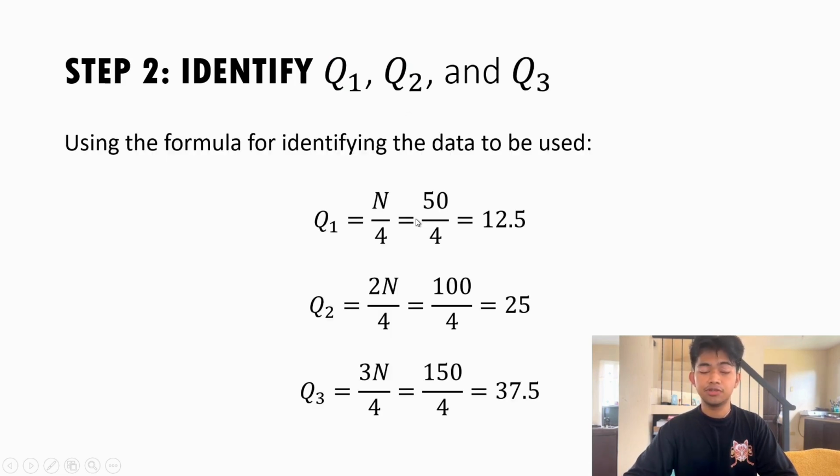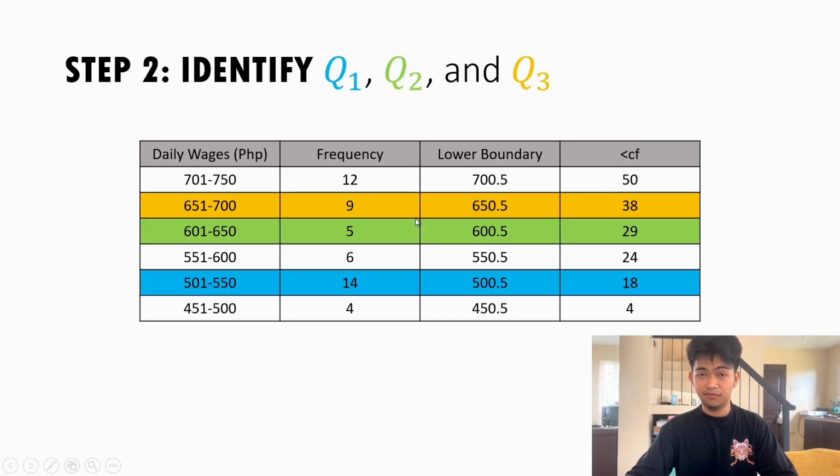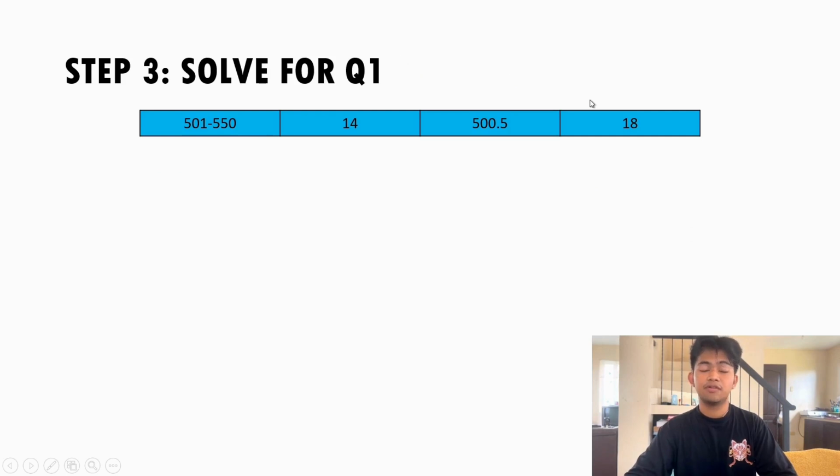Next for the Q3, which is 37.5. Same as the previous quartiles, 37.5 is nowhere to be found in the cumulative frequency, but it can be found in between the lower limit of 30 to 38. So we will be using the Q3 here, and it will be highlighted as yellow. Now that we have identified Q1 and Q2 and Q3, we can now solve for them.